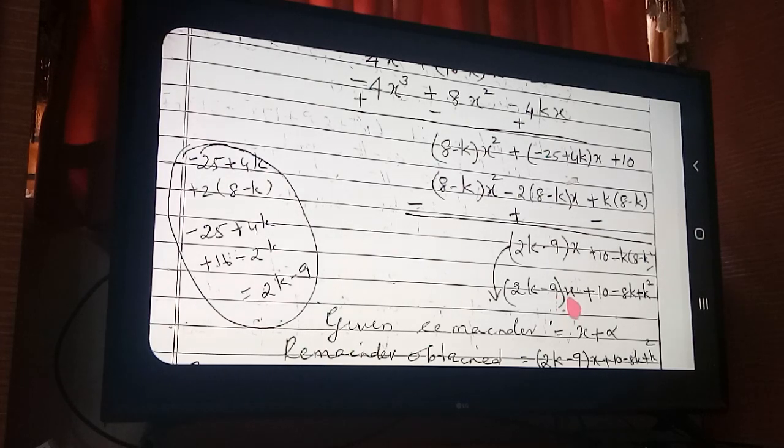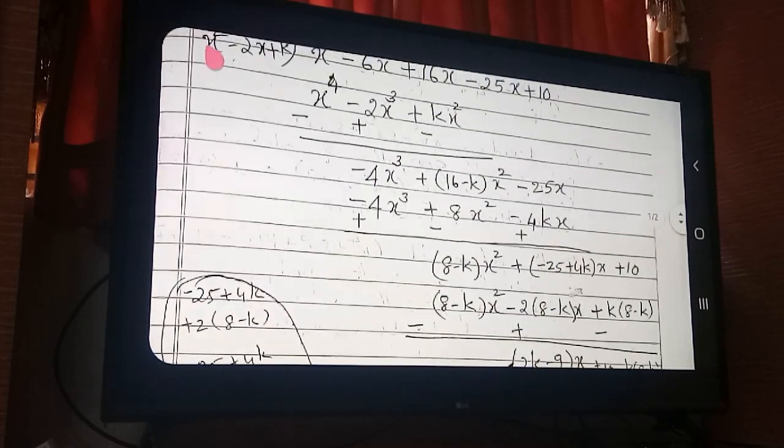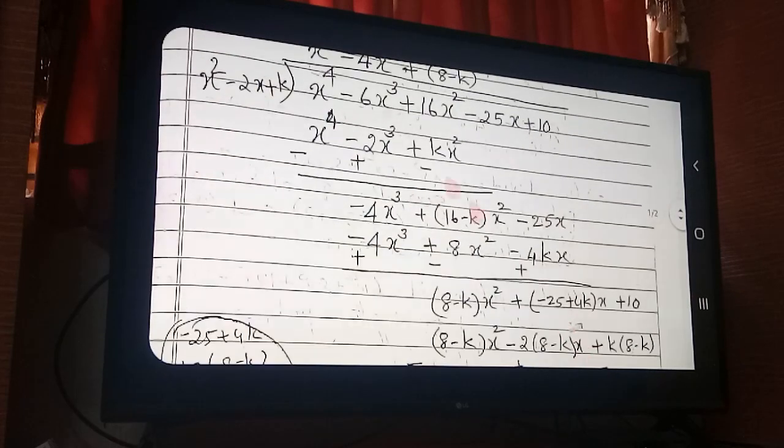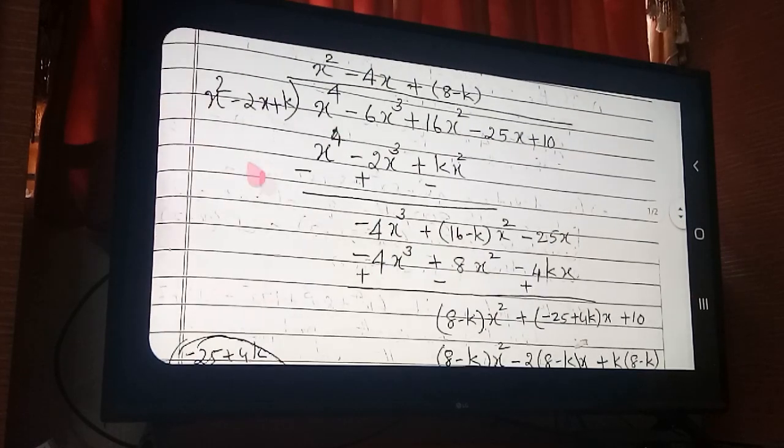Why? Here the degree of x is 1 that came. Upside you see. Upside, what is the degree coming? What is the degree here? 2. So the degree of this remainder is less than the degree of the divisor now. So automatically the division will stop there. Okay.